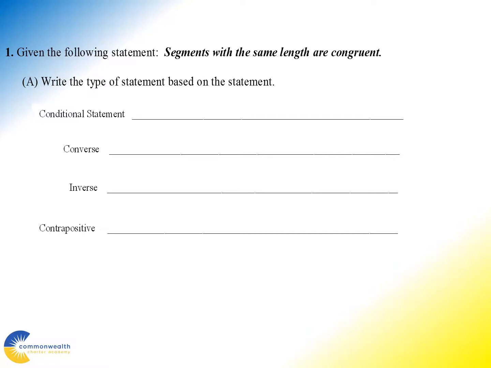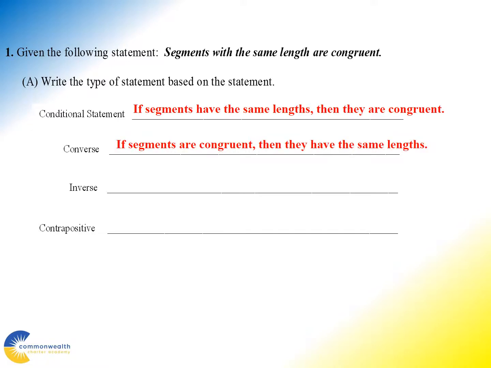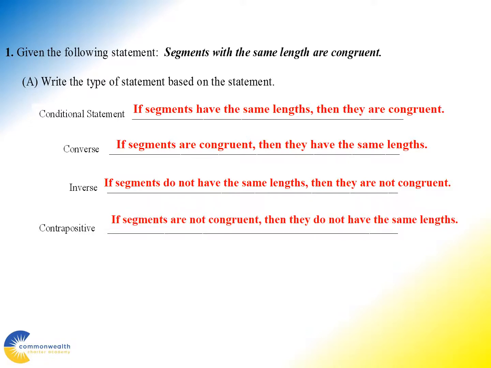Again, I want to be careful that I'm creating the if-then statement right. I don't want to create any ifs that end up being clearly false. So this one's a little more straightforward. I wrote if segments have the same length, then they are congruent. And then the converse, of course, would be if segments are congruent, then they have the same lengths. The inverse would be if segments do not have the same lengths, then they are not congruent. And if segments are not congruent, then they do not have the same lengths.